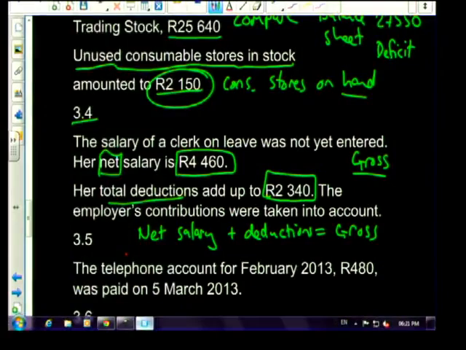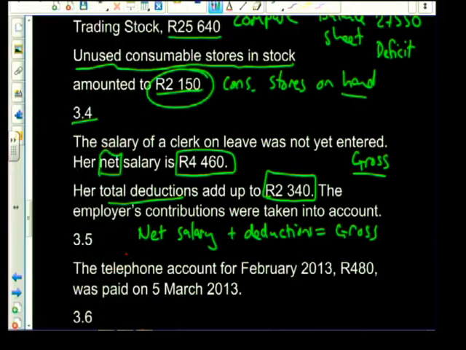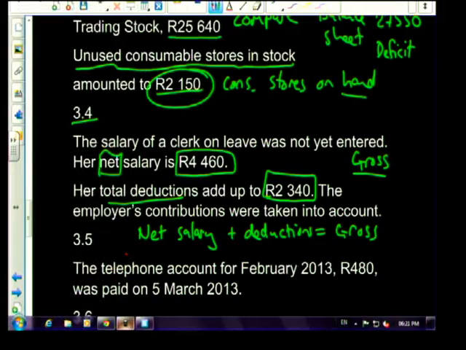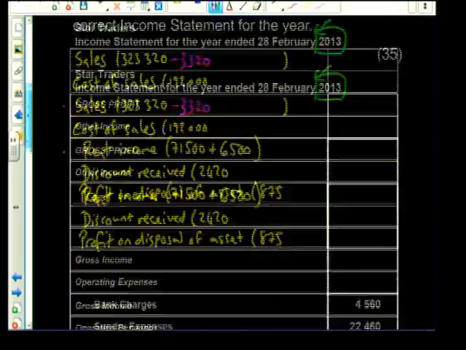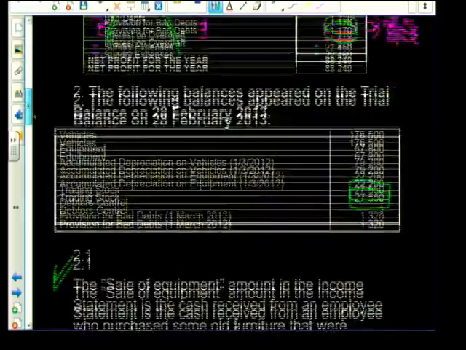We have to go to our income statement, and in there we have to record the 4,460, which was the net salary, and to that we just have to add the 2,340. So that shows us that the gross salary for this particular worker was 6,800 Rand, and because that was not recorded, we have to go back to our income statement and add the figure 6,800 to our salaries and wages. So the amount of 6,800 was not recorded because salaries and wages always show the gross amount, not the net amount. They told us that the employer's contributions were correctly recorded or taken into account.